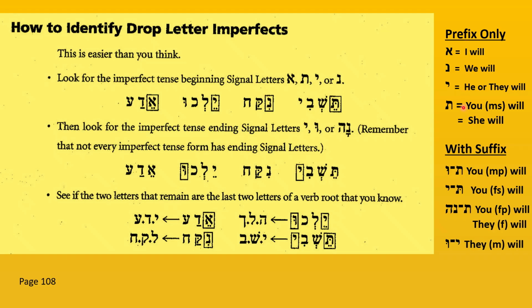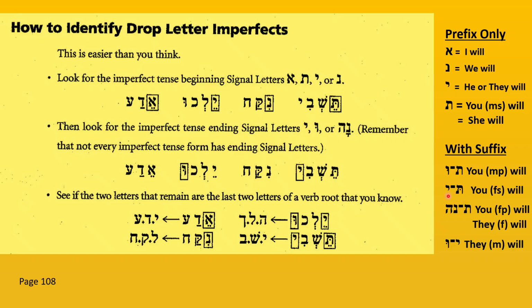Now, the next thing you're going to look for is a suffix. These 4 letters are the only prefix you have to deal with. But in the suffix, you also have 4 letters you're going to deal with. Let's start with the tav. If you have a tav, you know that it can be one of 4 choices in terms of you. It's either you masculine singular, you feminine singular, you masculine plural, or you feminine plural. All of them will start with the tav. So how do you tell the difference? The plurals will always have a suffix. So tav plus an u means you masculine plural will do something.